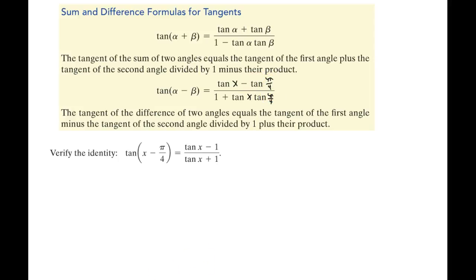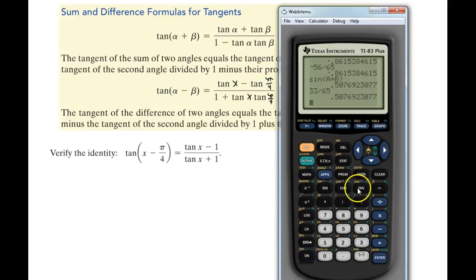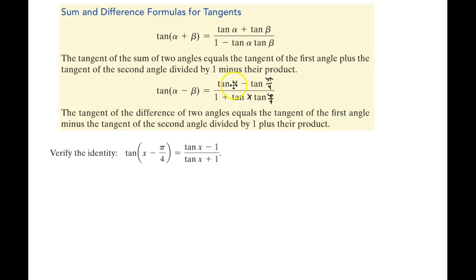Because if you remember, the tangent of pi over 4 when you're in radians is 1. That means it is the radian equivalent of a 45 degree angle. So the tangent of pi over 4 is 1. So this becomes tangent x minus 1. And then 1 plus tangent x times the tangent of pi over 4, which is 1. So 1 plus tangent x, we just flip it around, we get tangent x plus 1. So you could do all the same things that we did before. You're just plugging in and then simplifying.